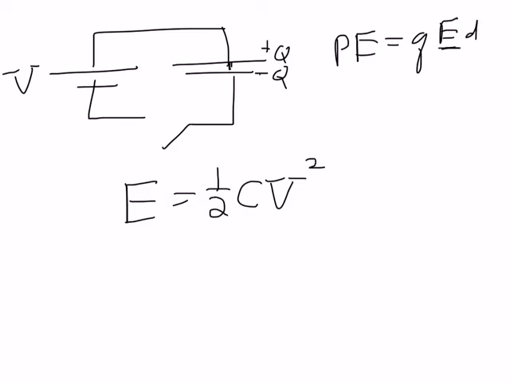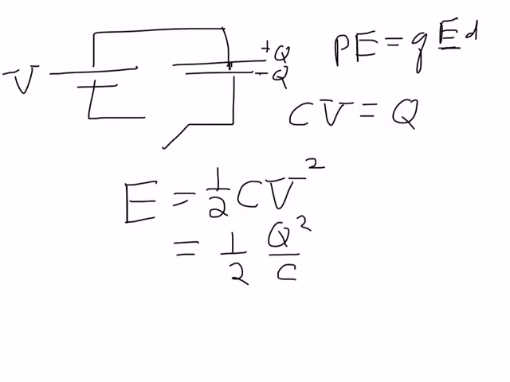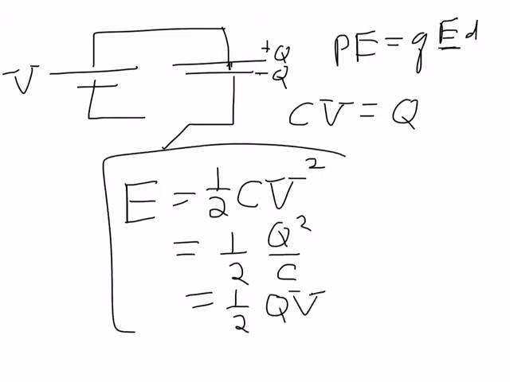Now there's other ways to write this. Since CV equals Q, we can get rid of the V here if we want to. Still got the 1/2, but now V is equal to Q over C. So this becomes Q squared over C squared times C. That's Q squared over C. And there's also a third way of writing this, of course, which is to get rid of the C completely. C is equal to Q over V, so this is 1/2 QV. All of these mean the same thing.